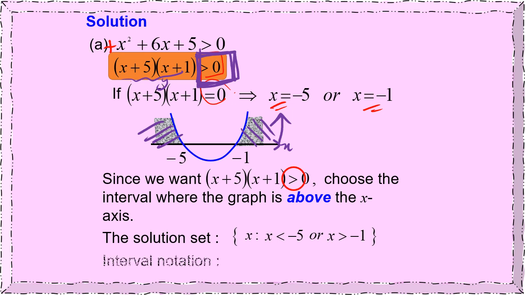In the interval form, the answer should be from negative infinity up to negative 5, union with negative 1 up to infinity.